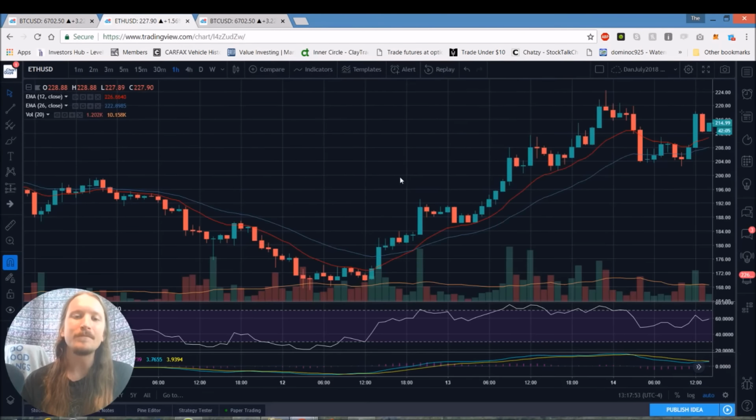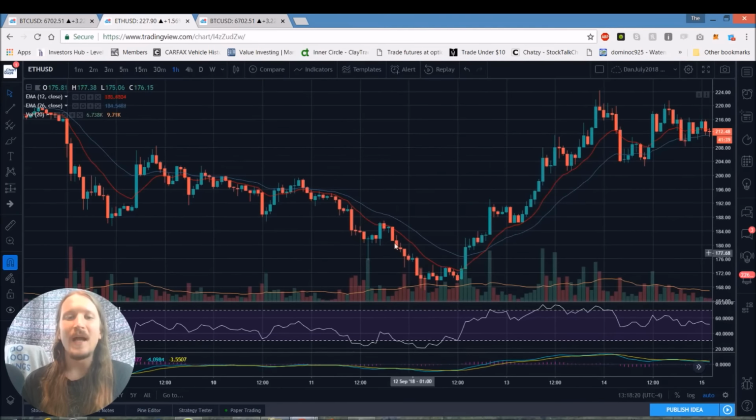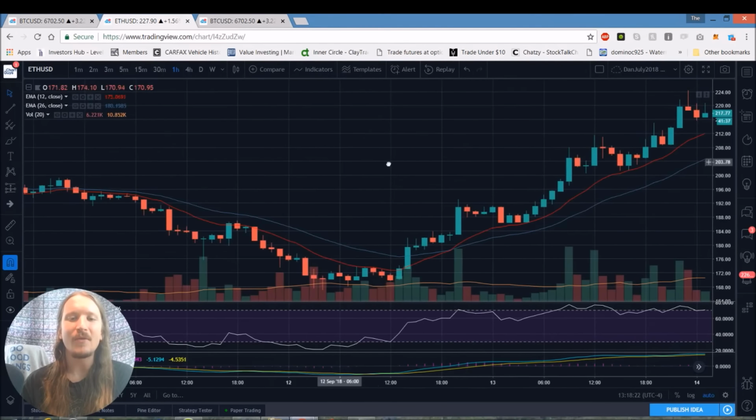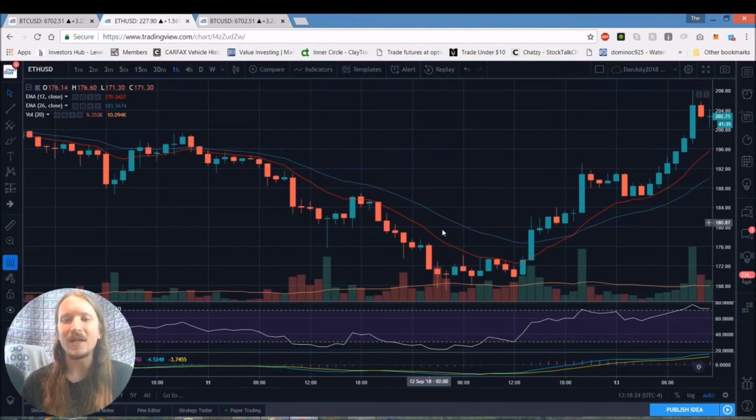Now we're going to look at Ethereum. This is on the hourly time frame. This is in September, just recently, and it shows a shift in momentum. So we're looking on the hourly time frame. I'm looking at the clear exponential resistance. We see a little bit of increasing bull volume.